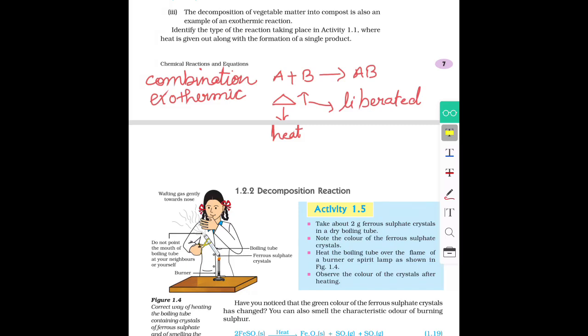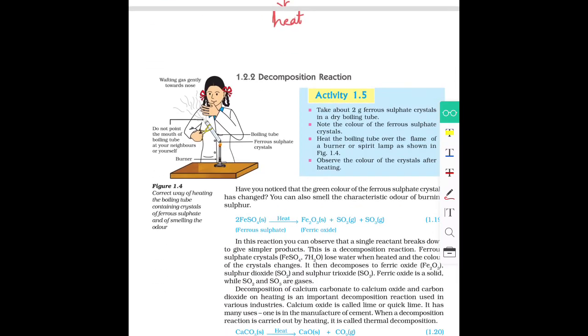Observe the color of the crystal after heating. Have you noticed that the green color of the ferrous sulfate crystal has changed? You can also smell the characteristic odor of burning sulfur. So, 2FeSO4 solid on heating gives Fe2O3 solid plus SO2 gas plus SO3 gas. In this reaction, you can observe that a single reactant breaks down, giving simpler compounds.